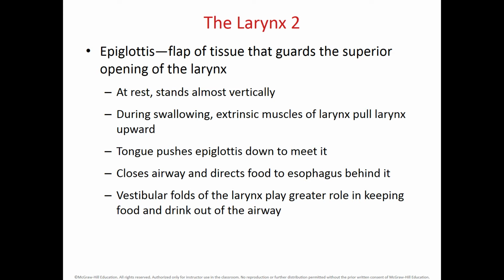Now, to prevent food and fluids from going into the respiratory system, we have this cartilage that is called the epiglottis. So the epiglottis will guard the entry into the larynx. And when we are at rest, this epiglottis is almost in a vertical position. But when we swallow or drink, some muscles from the larynx will pull the larynx upward, and that will help, together with the tongue, to push the epiglottis down so you will close the larynx.